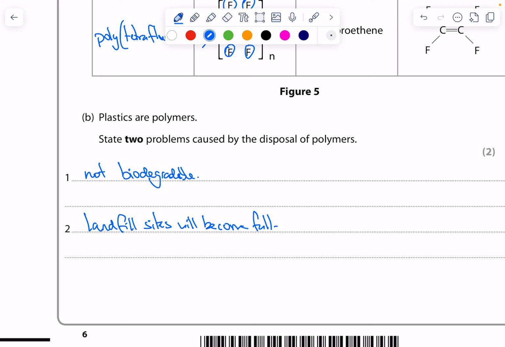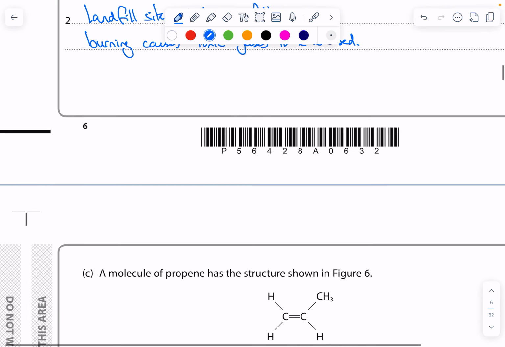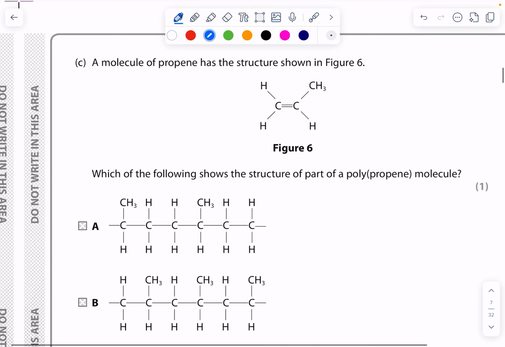Other thing we could put in there, just a few different options, but one of the things that we talked about is if we burn them, then it causes toxic gases to be released. So burning causes toxic gases to be released. So we wouldn't want that either as a problem. You need two, so just pick any of those two and you're good to go.